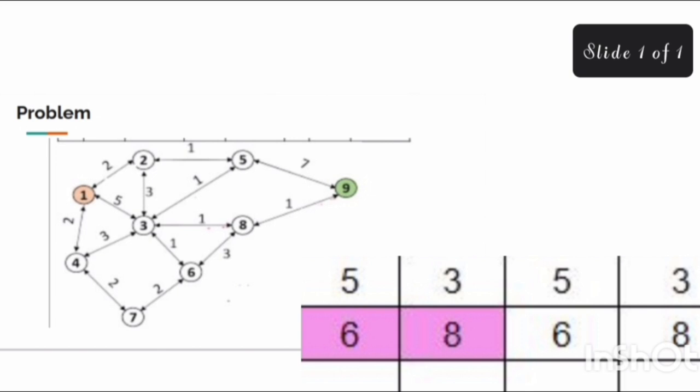Now we are going to the 9th iteration. Vertex 9's neighbors are 5 and 8. 5 and 8 are completed.